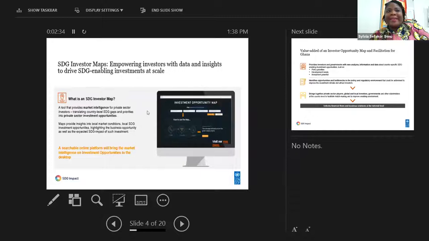You'd also want to understand what the investor maps are. I think by now, a lot of our participants already understand what the SDG investor maps are. They are in line with the impact intelligence, as I've said, and they provide market intelligence for private sector investors to translate country level SDG gaps and priorities into private sector investment opportunities. The maps provide insight into local market conditions and local SDG investment opportunities, and they highlight the business opportunity as well as the expected impact of such investment. Ghana is one of the very first five cohort countries that have benefited from this initiative. The other countries are Nigeria, Rwanda.